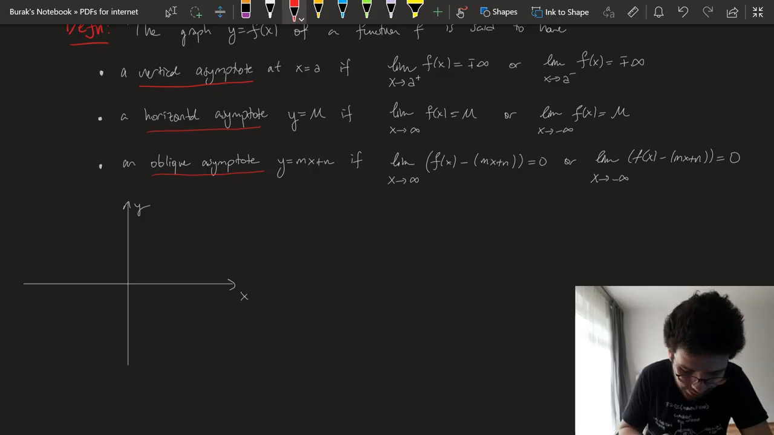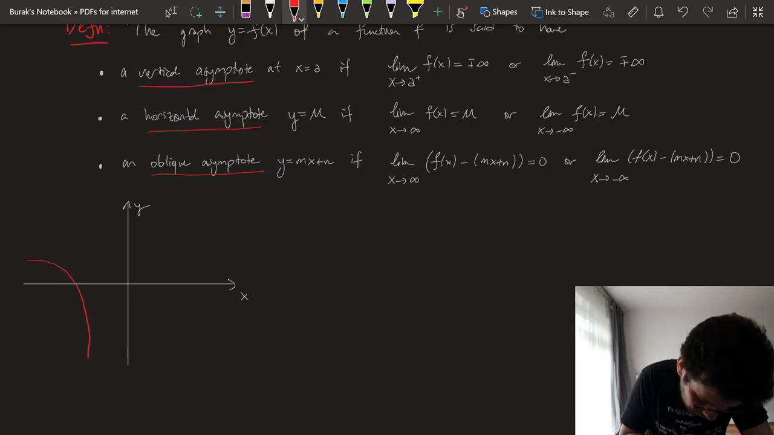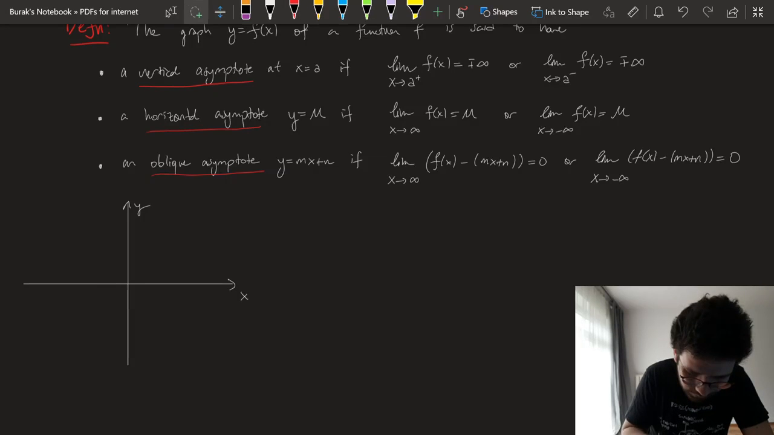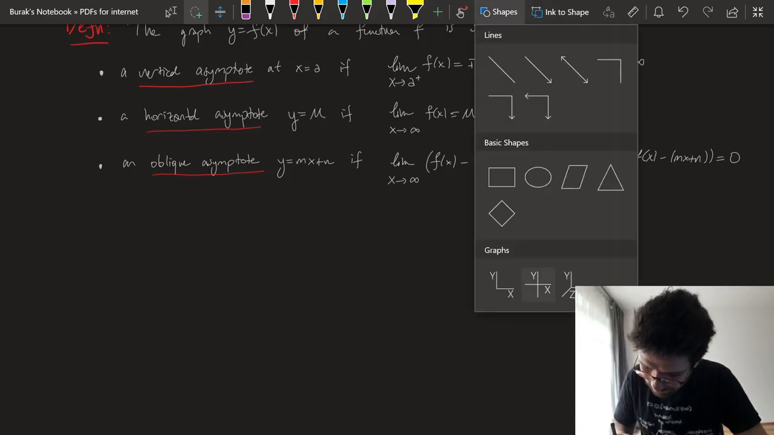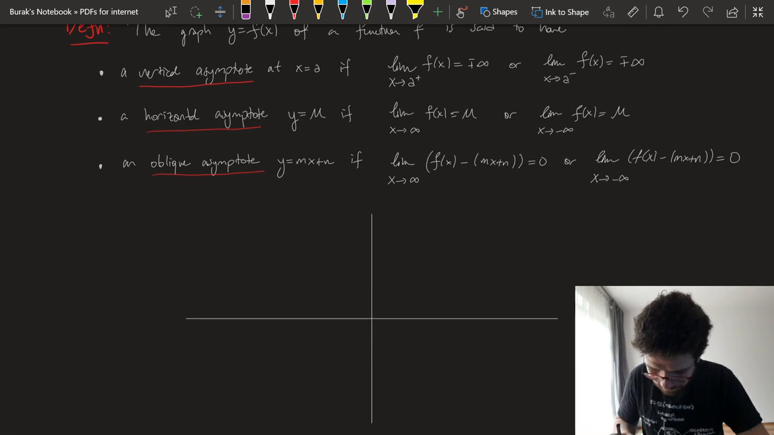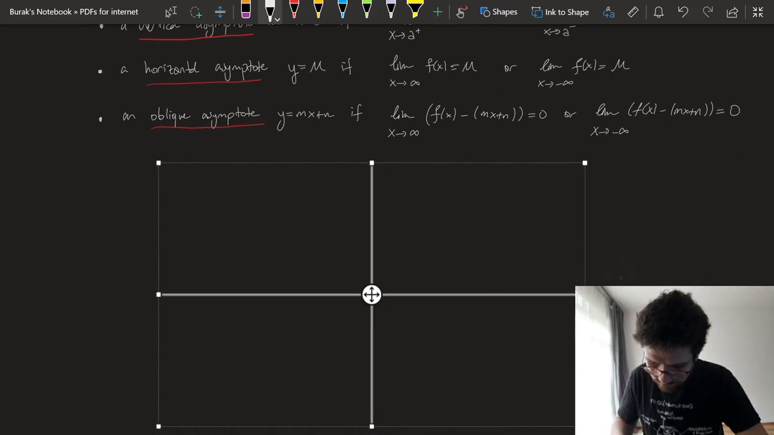Consider the following function. Let me take this and delete it. I'm gonna draw a new one. I'm sorry for this. And I think in this big picture I can illustrate everything.